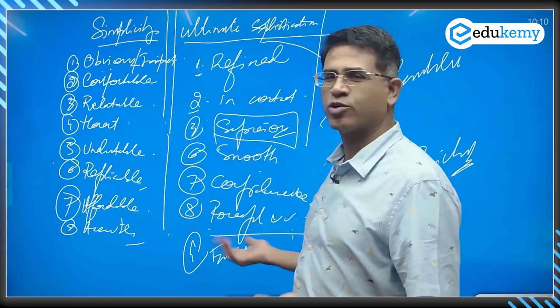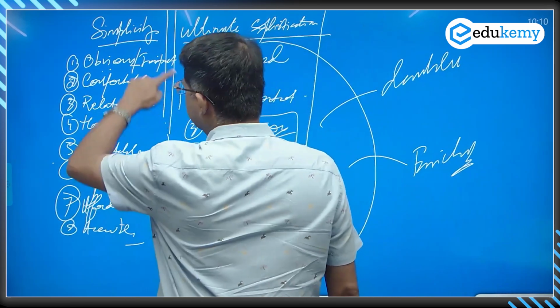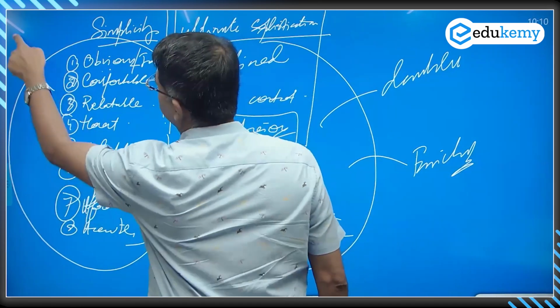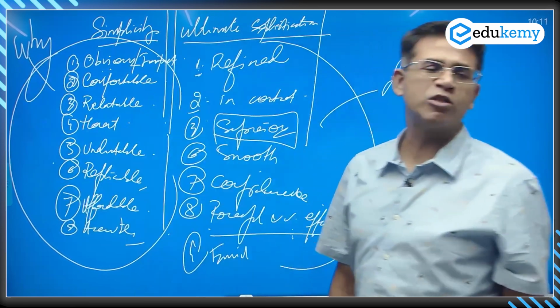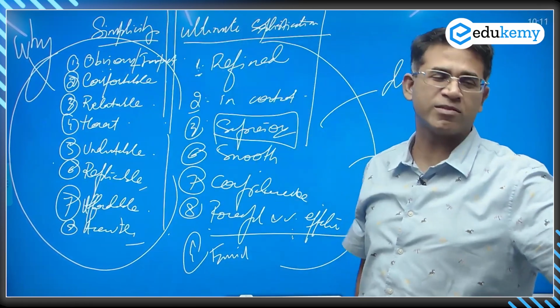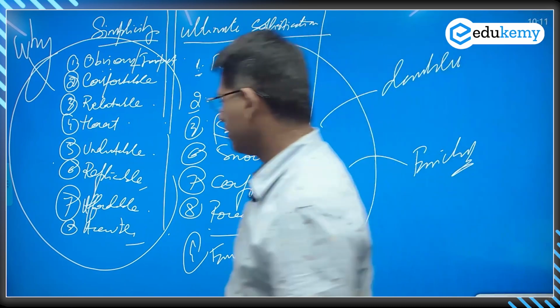Now, why is it so? In fact, in this exercise, many of these words themselves are part of why. Why is simplicity or sophistication? ये उसमें भी आ सकता है, some of these. Is it okay, all of you here? Let's get back to the exercise of the questions now.